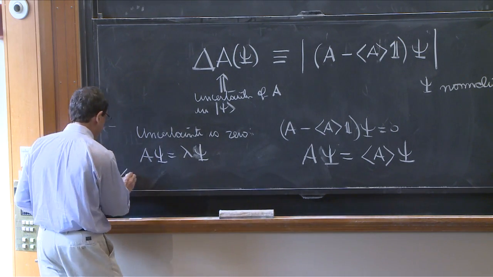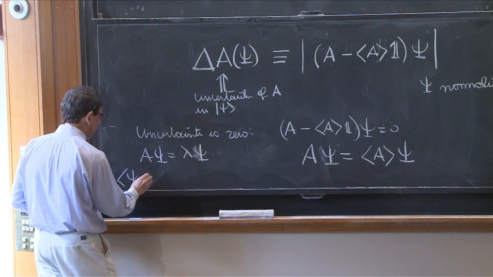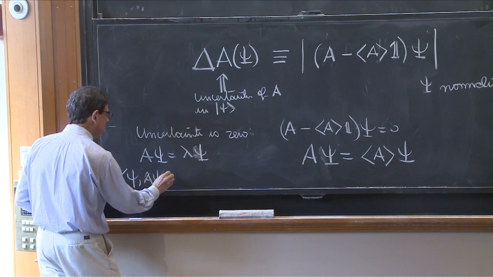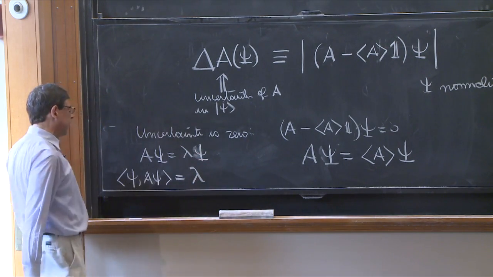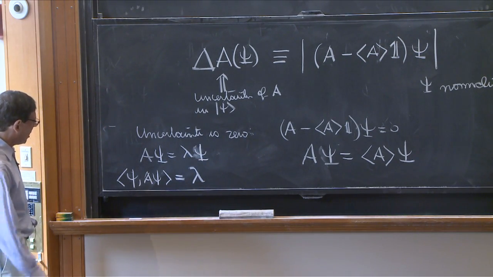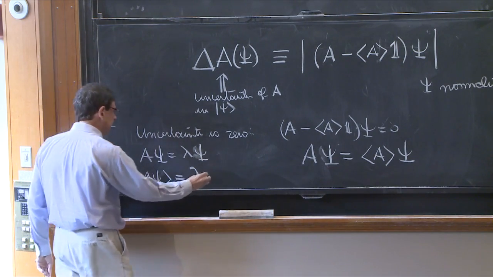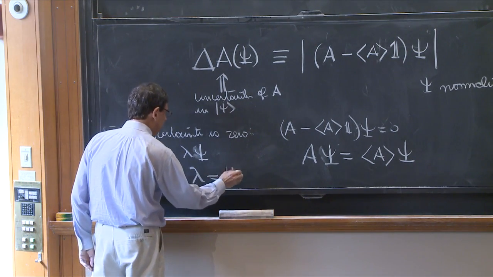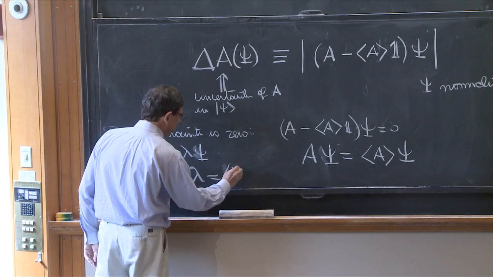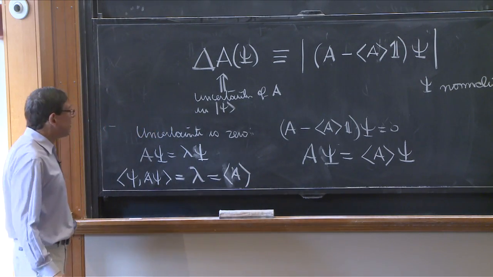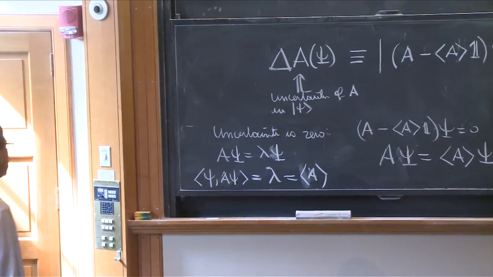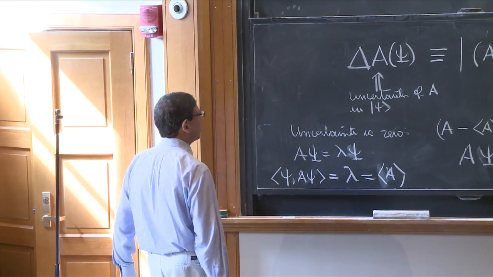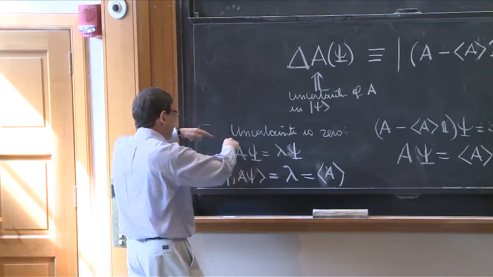Do the inner product with psi, comma A psi, would be equal to lambda, because psi inner product with psi is 1. But what is this? This is the expectation value of A. So actually, given our definition, the eigenvalue of some operator on the state is the expectation value of the operator in the state. So back to the argument.